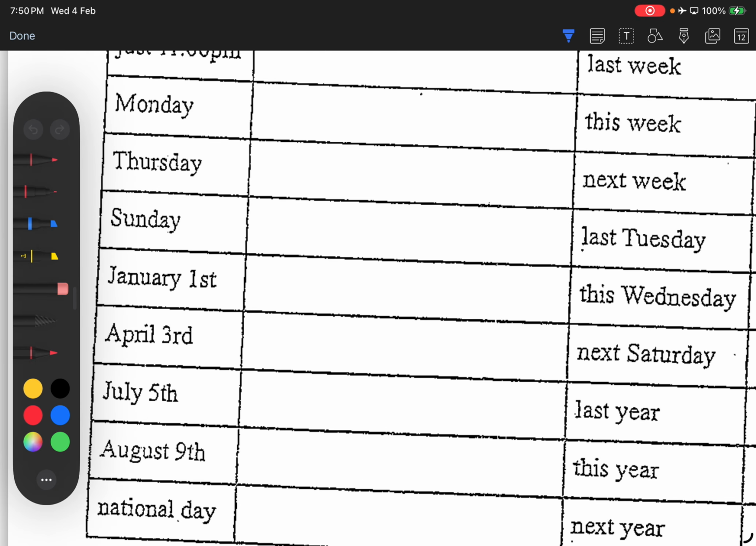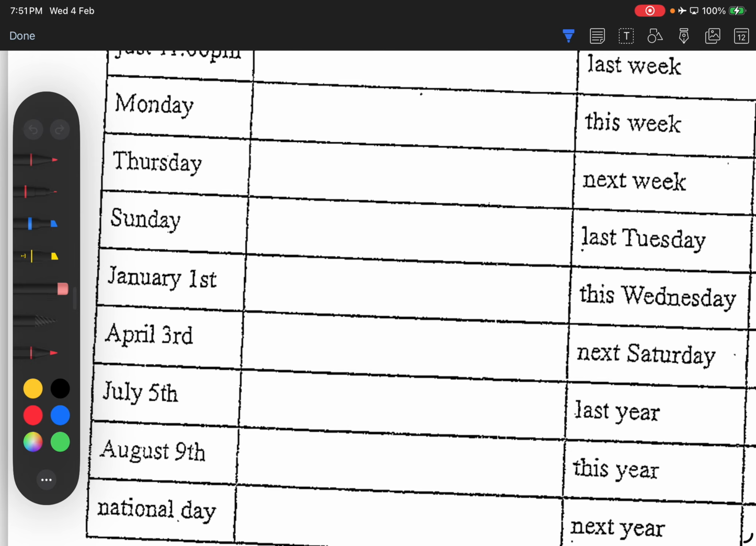1月1日. Very good. 1月 is the month, then the date. 1日. Right, so the format is a bit different from English. We have to go for the month first, then the day. Great. April 3rd. 4月3日. Thank you.